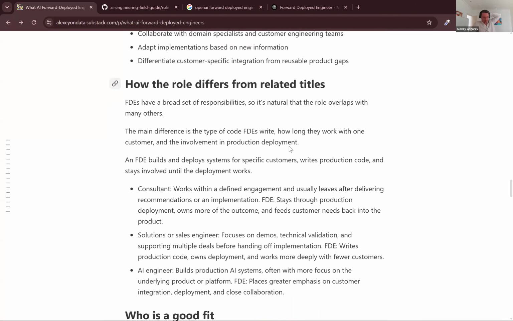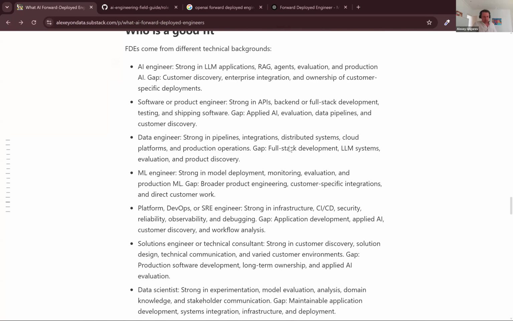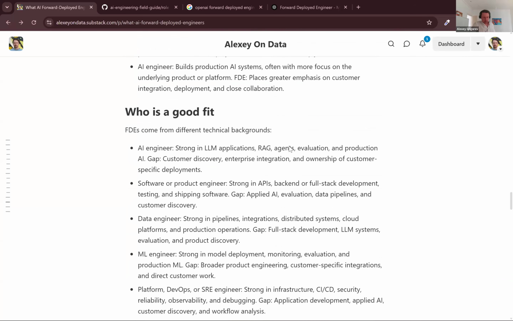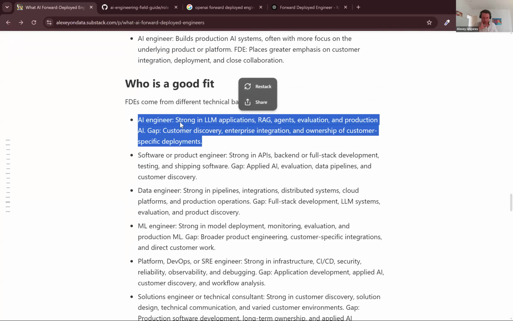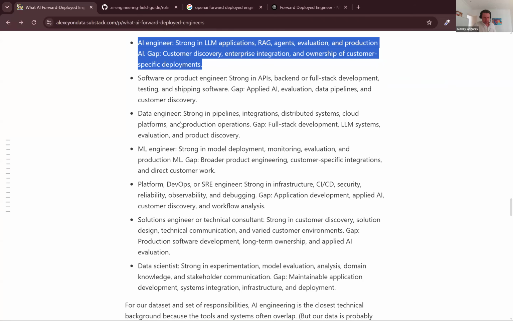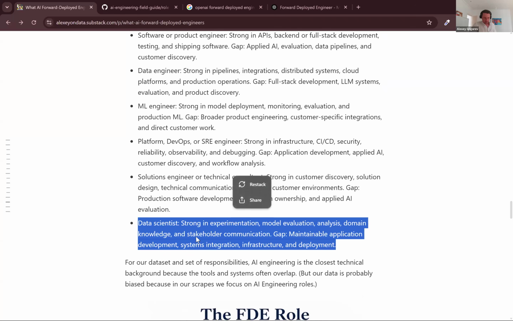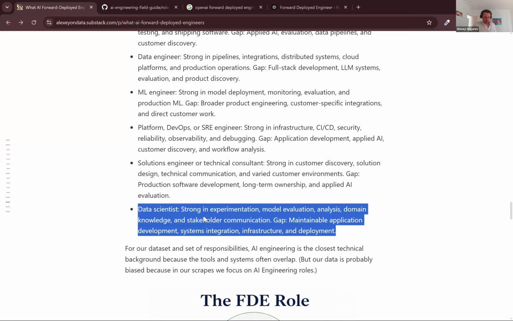I think here I have a section, who is a good fit, right? So I have some roles. Here, AI engineers are the best fit. So you are already a data analyst, right? So data analyst is somewhere, not even here. I think in the initial draft of this article, there was a data analyst, but I removed it. So as a data analyst, you need to catch up a lot, right?